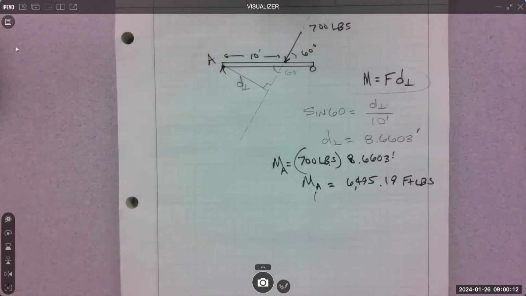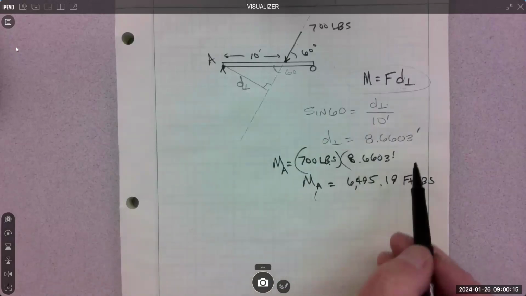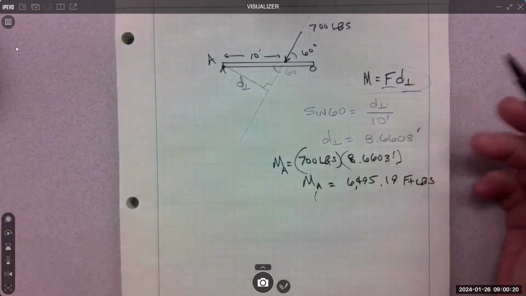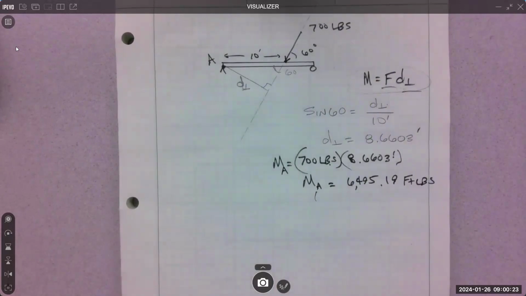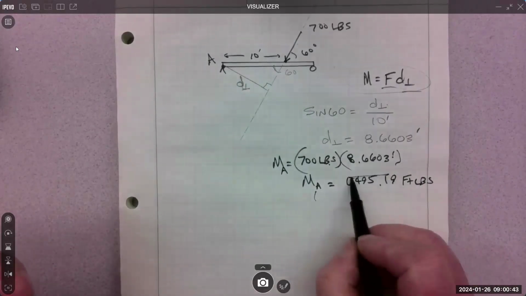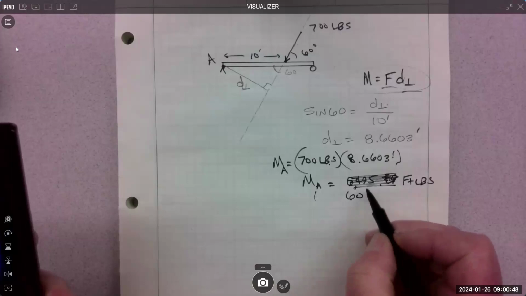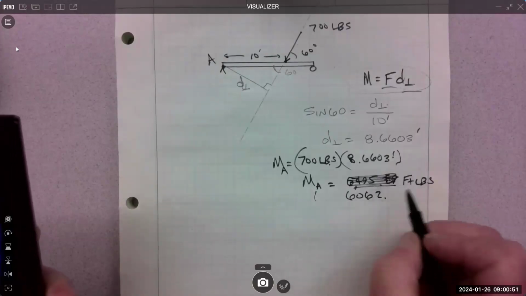Were you just multiplying the 700? Yeah, force times distance. Uh-oh, I got 6,062. How could that be? 8.6603 times 700, I get 6062. Oh, wow, where did this 6495 come from? Sorry. That's why you all are part of the firm. That look better?